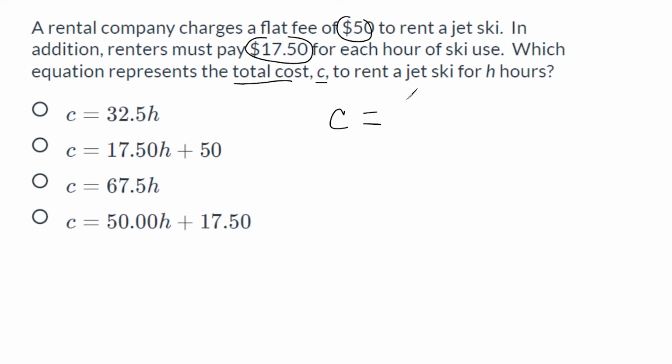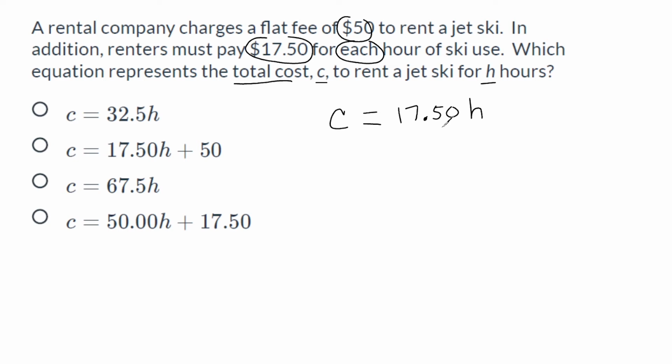Well, the problem states that the jet ski is going to be rented at a rate of $17.50 for each hour. Now, if you ever read language that indicates a rate, like a certain amount of money for each of something or per something, that is a dead giveaway that you are dealing with slope. So what we're going to do right away is take this rate, $17.50, and multiply that by the number of hours represented by the variable h.